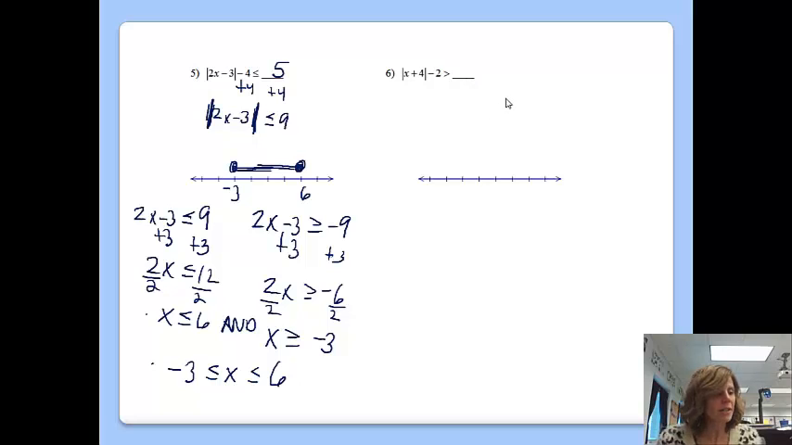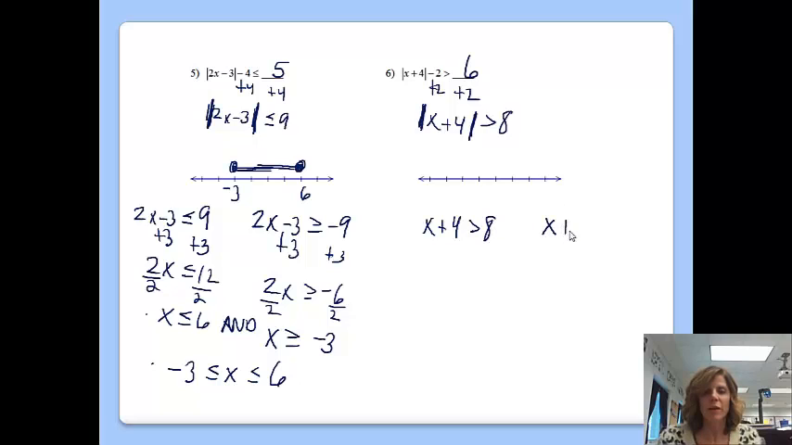All right, our last one, you might want to, again, pause this and try it on your own and then come back and see how you do. The first thing that I'm going to do is add 2 to both sides. So now I'll have x plus 4 is greater than 8. Now is when I get to write my two equations. I can't do that before the absolute value is by itself. So now I'm going to have x plus 4 is greater than 8. My second inequality will be x plus 4 is less than -8.